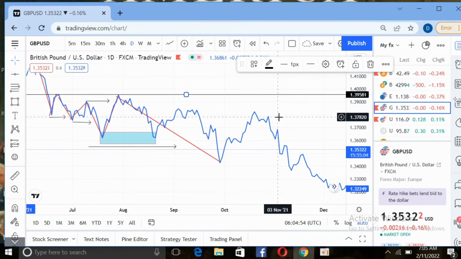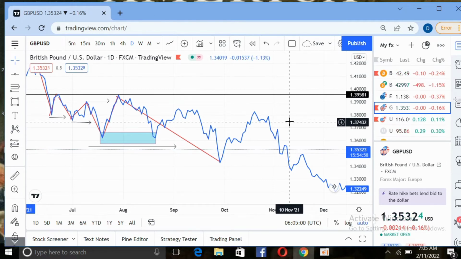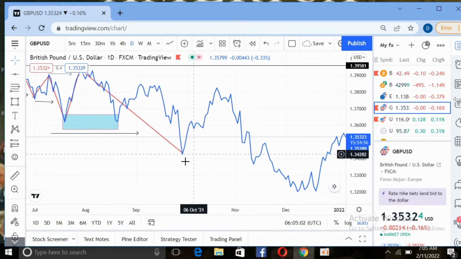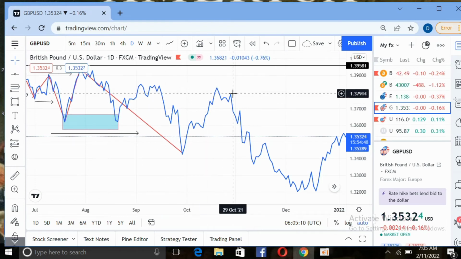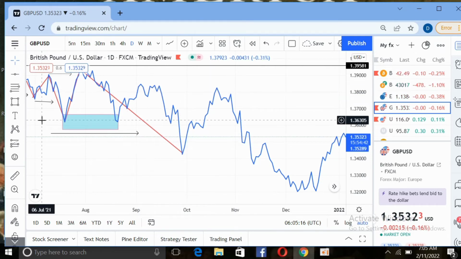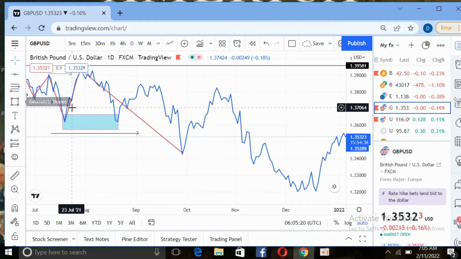You can still see that in the smaller time frame. I'm working with the daily time frame so you can get a clear picture, because I want to make this video short, not too long. And then you look for every entry reason to sell the pair, looking for selling opportunities, and you short this pair.